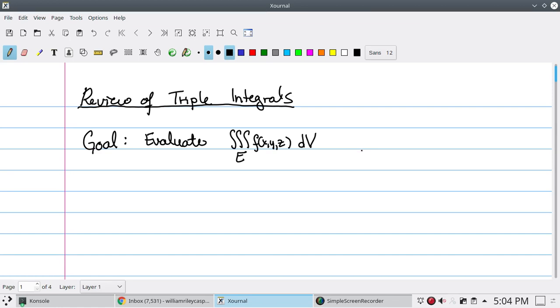This is the triple integral over some domain E of a function of 3 variables, f of x, y, z, dV. This is our volume element. Our main tool for this is to rewrite the triple integral as an iterated integral. The easiest example of this is when the domain E is just a box. So to start out, let's look at that example.